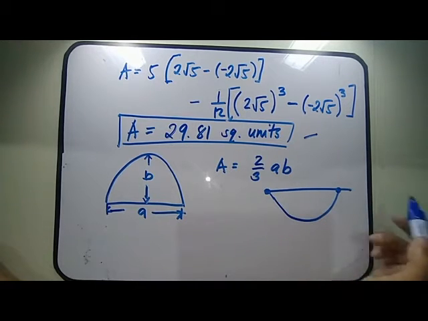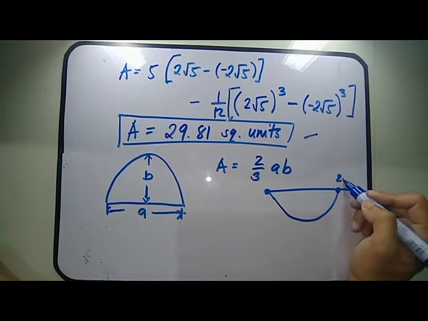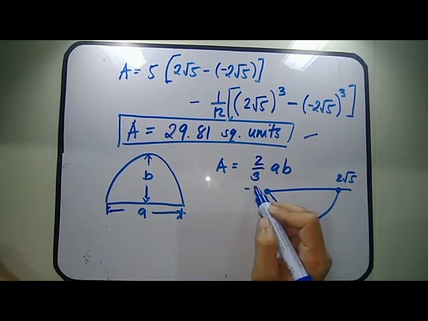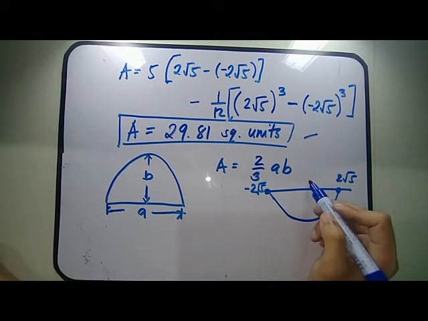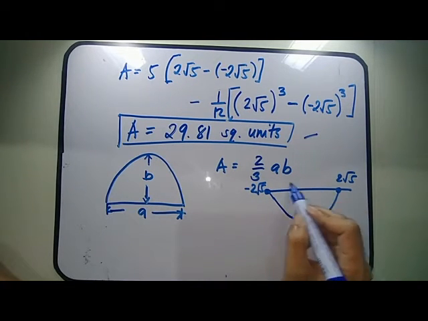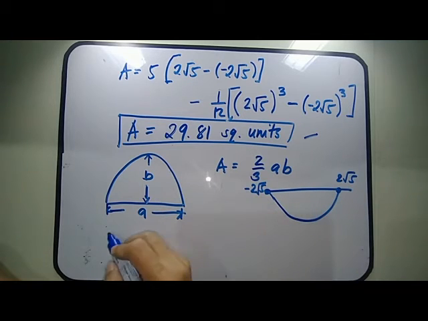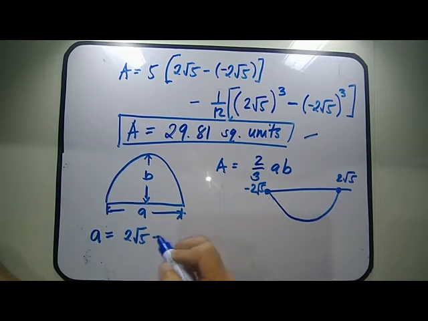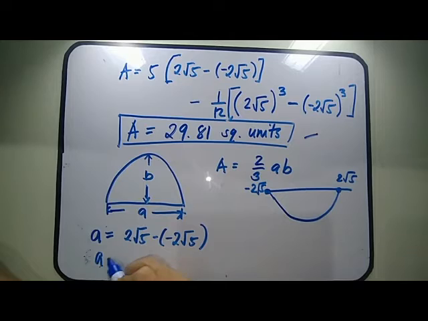You have here 2 square root of 5. So this is negative 2 square root of 5. So the length A must be x sub 2 minus x sub 1. So you have here A is equal to 2 square root of 5 minus negative 2 the square root of 5. So this will be 4 square root of 5. So the grouping is important. It's a common mistake guys.